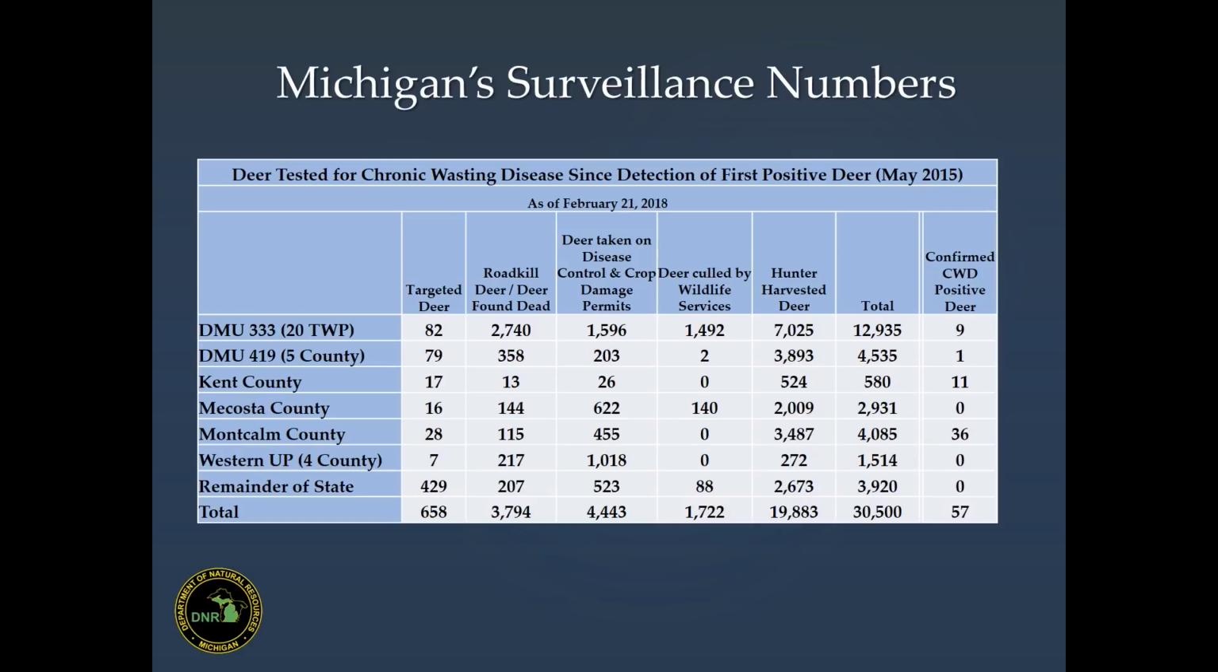Of concern, you see someplace like Kent County, where we really only have samples coming in from one township. We have 11 confirmed cases of CWD, and we only have 580 samples. So again, there is the potential for a higher prevalence in some of these areas compared to where we first started finding it in Ingham and Clinton counties.